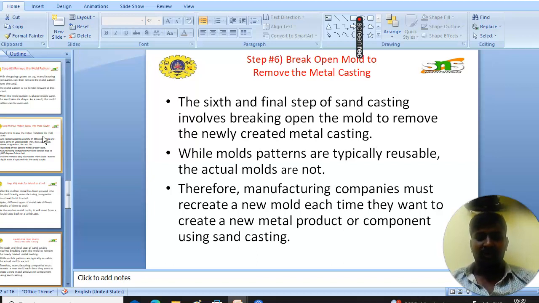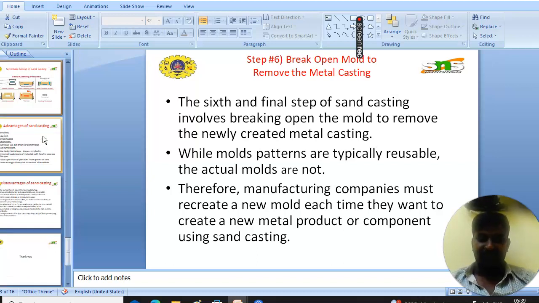While mold patterns are typically reusable, the actual molds are not. Therefore, the manufacturing companies must recreate a new mold each time they want to create a new metal product or component using sand casting.